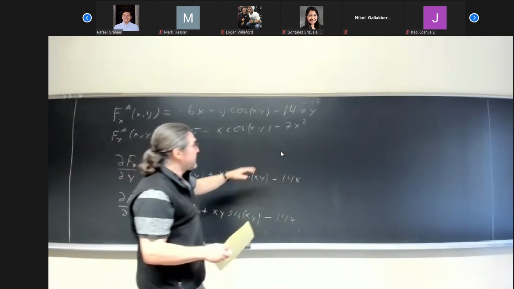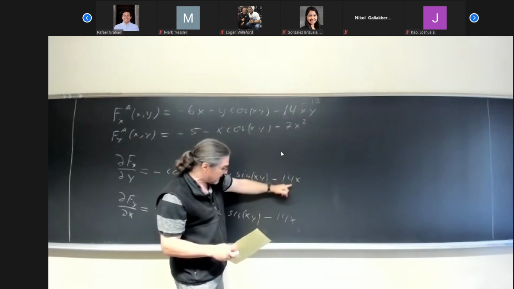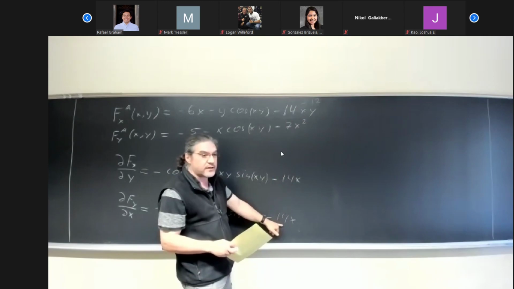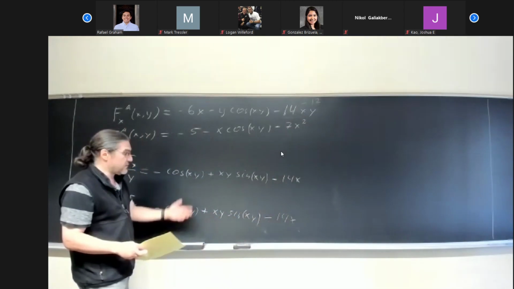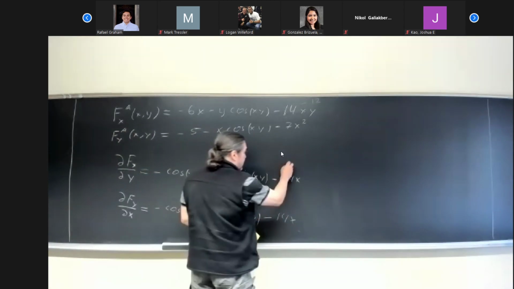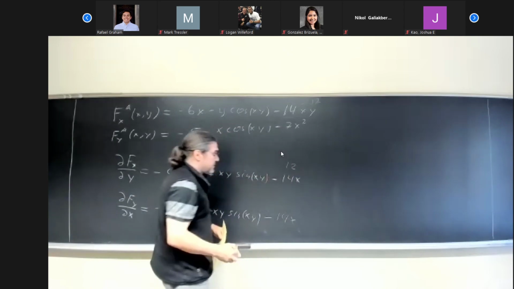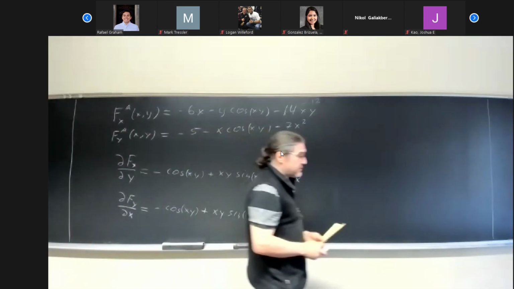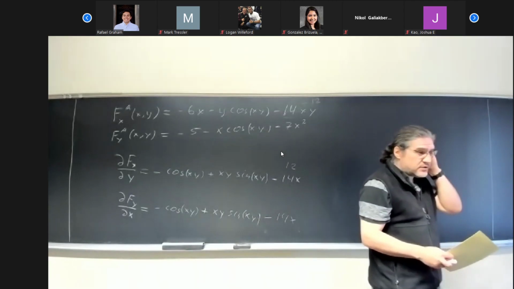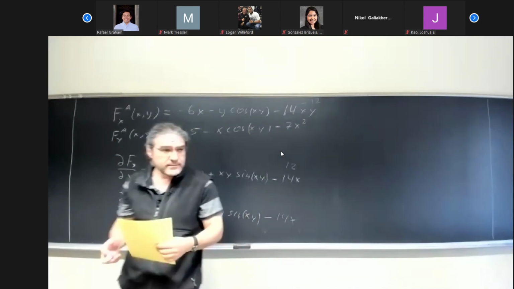But now I see that if I have 12 here instead of 14, and I still have 14 there, then the B force will not be conservative. This one is still 14 because I was differentiating this part. So those two derivatives would not match, and it means that it's not a conservative force, right? That makes sense?